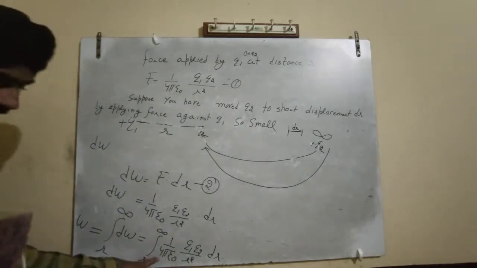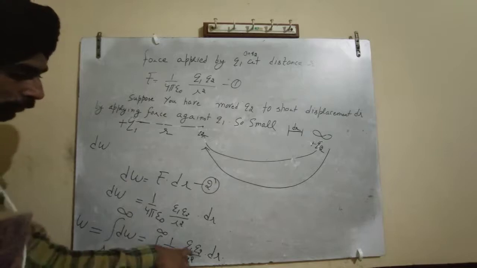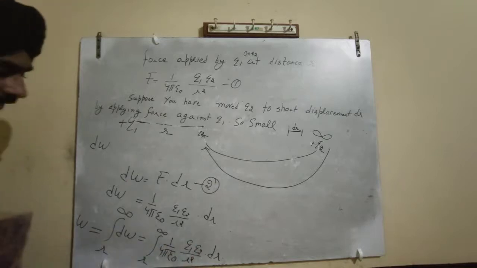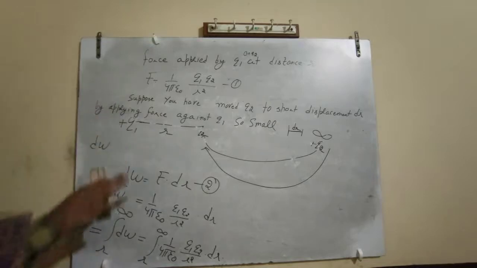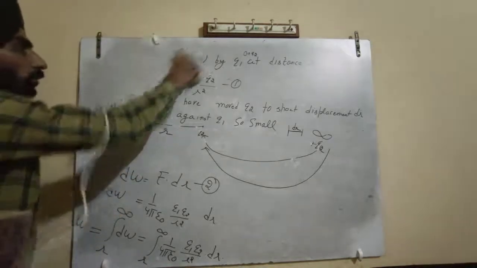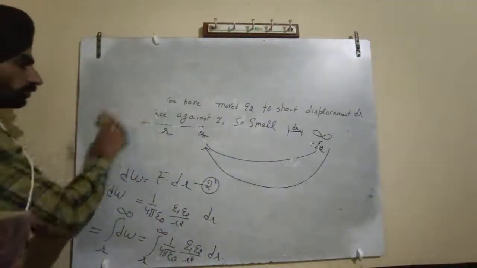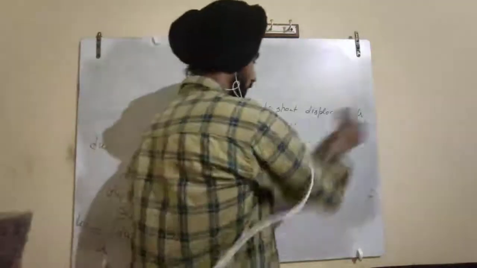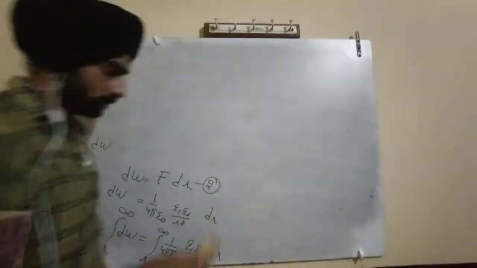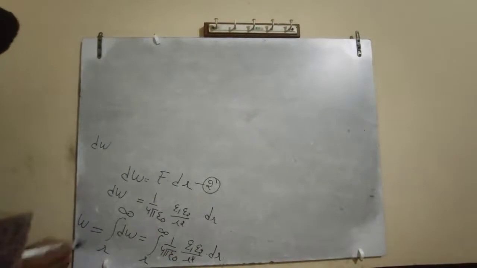Okay, this is constant. q1 has a fixed value, q2 has a fixed value. They will come outside. Only the integration of dr upon r square will take place. So I'm rubbing this part. You can pause and note down these concepts. You have to move along with me, because blackboard space is limited, so I have to rub all these things.